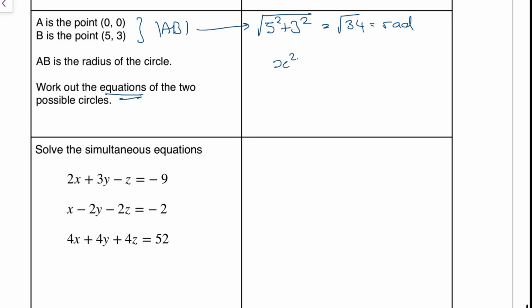So it's going to be x squared plus y squared equals 34 square rooted squared, which is 34. Or it is going to be (x minus 5) squared plus (y minus 3) squared. In other words, I'm using the centre of B squared, which equals 34 square rooted, which is also 34. Good little understanding question. I like that question. Next question.